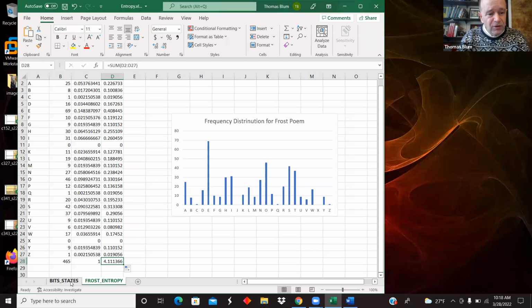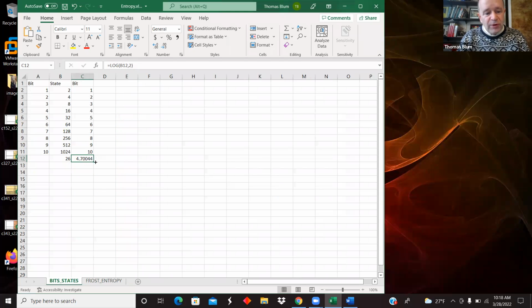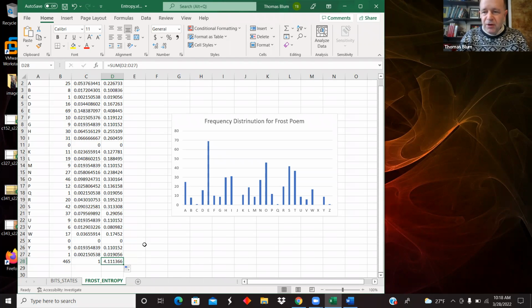So we don't have the full capacity of 4.7, but because of using certain letters like E very frequently and certain letters like X and J infrequently, we're not at our information capacity, but we're not too far off of it. So we're using about 4.11 bits per letter. Okay, thank you. That's what I wanted to show you in this calculation.